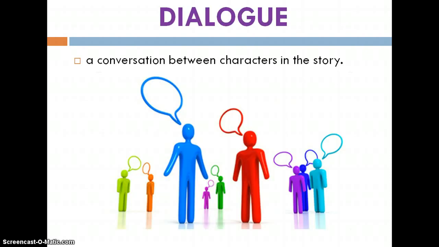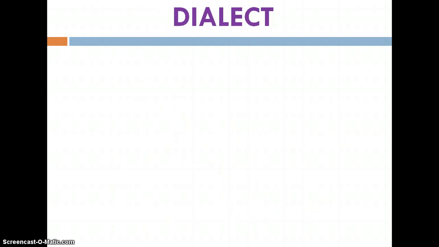Dialogue. Dialogue is another term on your list. Dialogue is a conversation between characters in the story. That's it. There's two or more characters talking. Quotation marks show that they're talking. Now, not all dialogue has dialect, but dialect often is showing dialogue.